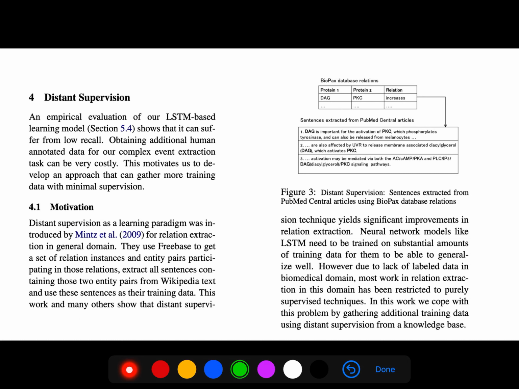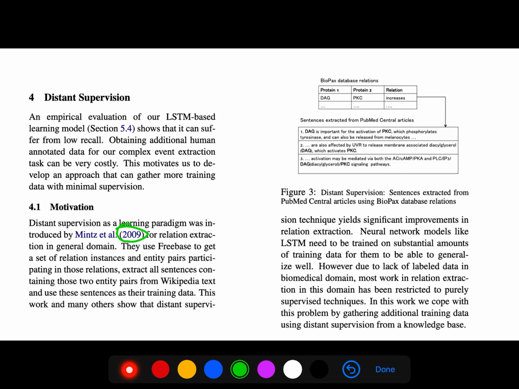Distant supervision, as I said, is a learning paradigm that was introduced in 2009 for relation extraction in the general domain. They use Freebase to get a set of relation instances and entity pairs participating in those relations, extract all sentences containing those two entity pairs from Wikipedia text, and use these sentences as their training data. This work and many others show that distant supervision yields significant improvement in relation extraction.